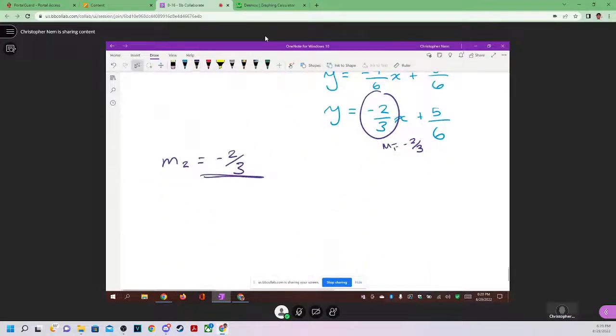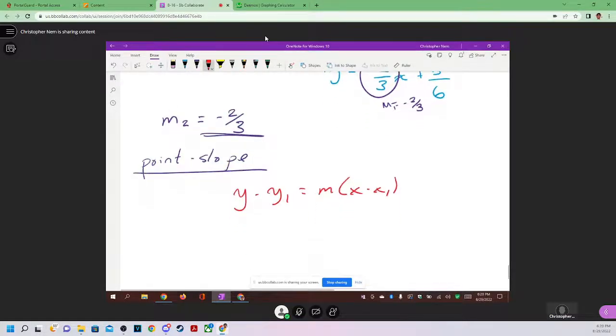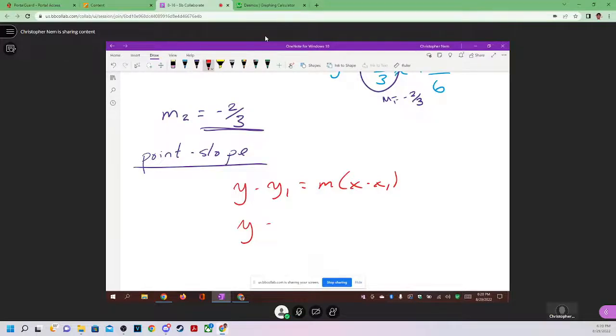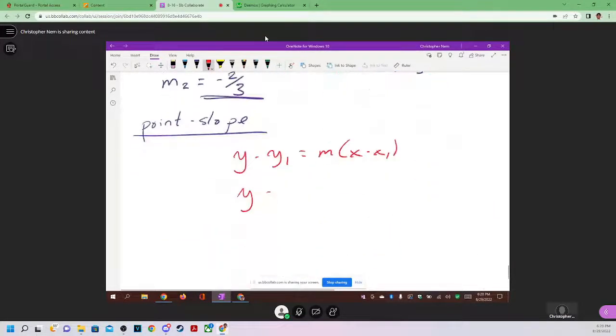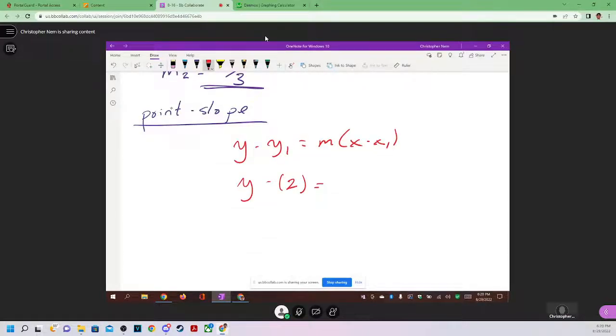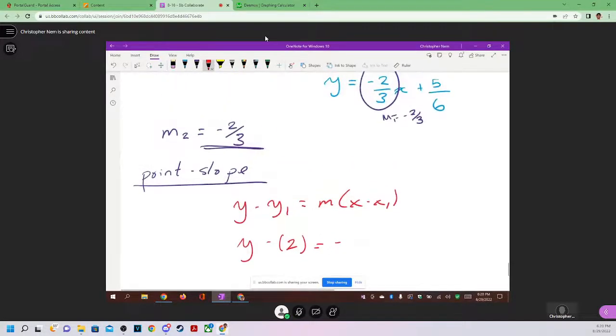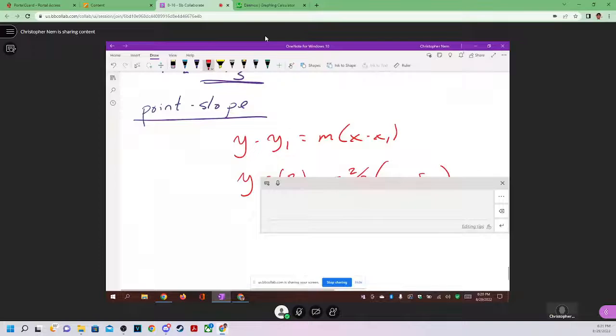Automatically, you should be thinking point slope. It's in the name, point slope formula. So point slope formula says y minus y1 equals m times x minus x1. Where if I plug in my values, y minus, what was my point? 5 comma 2. So I plug in the y value, which is 2, equals negative 2/3 times x minus 5. Boom. Now I got to solve it out.